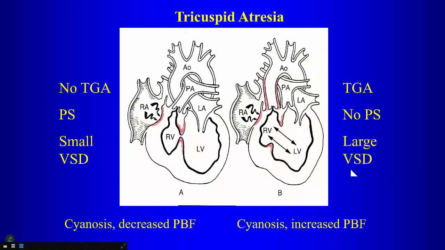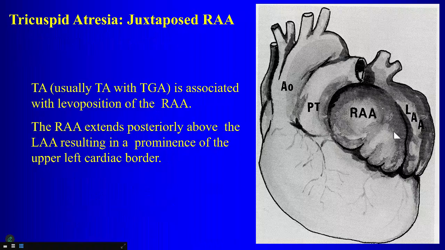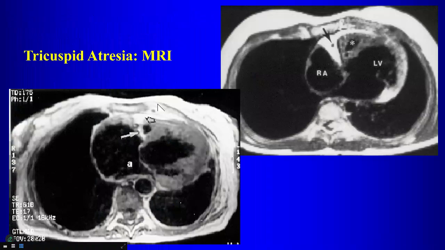Those are the two major variants of tricuspid atresia. On the chest x-ray, it depends. Do you have transposition? Do you have pulmonic stenosis? If you have tricuspid atresia with transposition but without pulmonic stenosis, then you will have increased pulmonary blood flow, a flat right atrial border because of the tricuspid atresia, and then you may have a bump here, what's called the levo position of the right atrial appendage. The right atrial appendage can be on the left side in these cases too. But you don't have to worry about that. Just know the two variants of that.